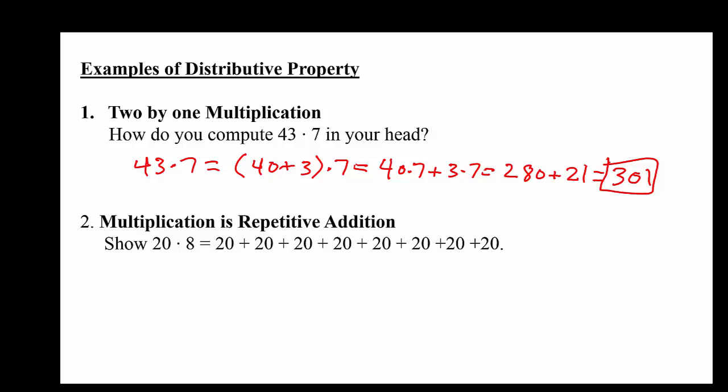So problem number 2: we've been talking a lot about multiplication being repetitive addition, as we said in the last problem. Now we want to actually show that's the case. The reason we can show that actually just comes from the distributive property. We have 20 times 8, and it's supposed to show that that's 20 plus 20, 8 times, so we can write 8 as parentheses 1 plus 1 plus 1, 8 times.